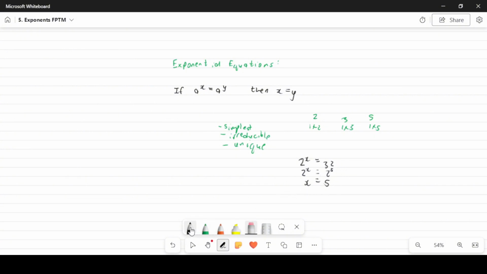Understood? So let's do another example. Let's say we have 3 to the power of x is equal to 27. Then 3 to the power of x is equal to 3 cubed.